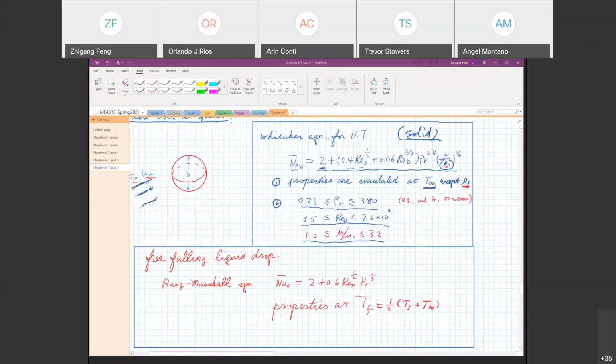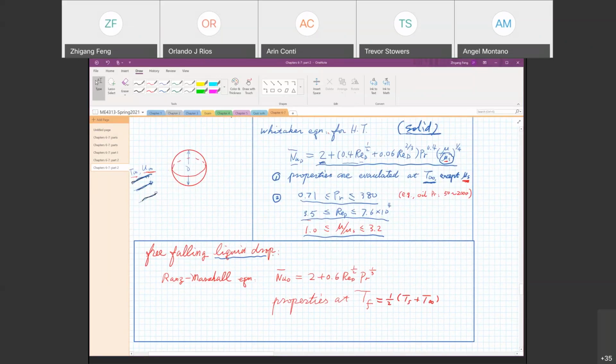Another situation is when you have a liquid droplet, such as a water droplet falling in air, or a water droplet falling in oil. In that case, we have the Ranz-Marshall equation, which is for a liquid droplet. And the fluid properties are evaluated at the film temperature. Okay. So two correlations for different applications.